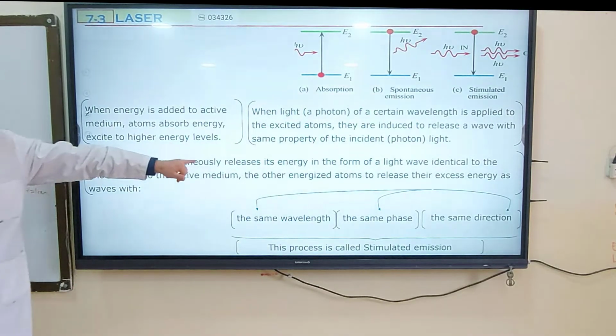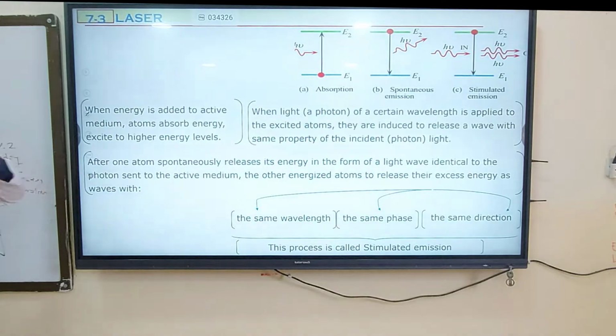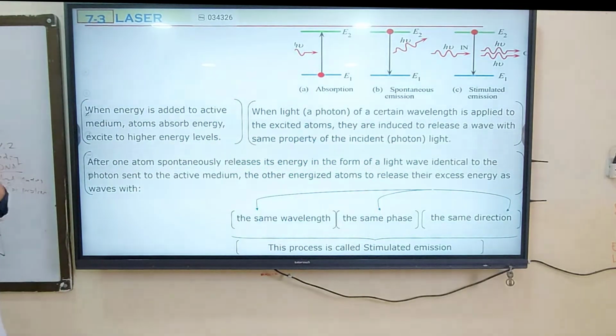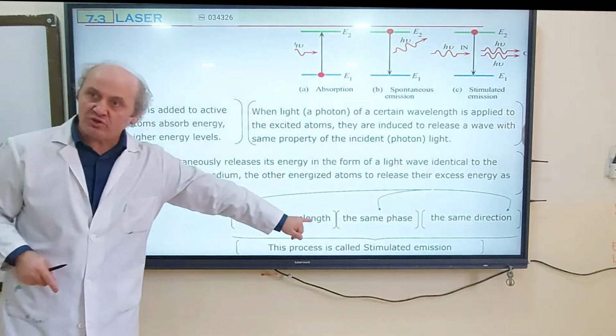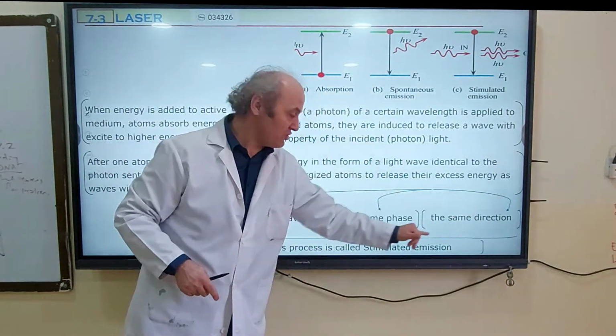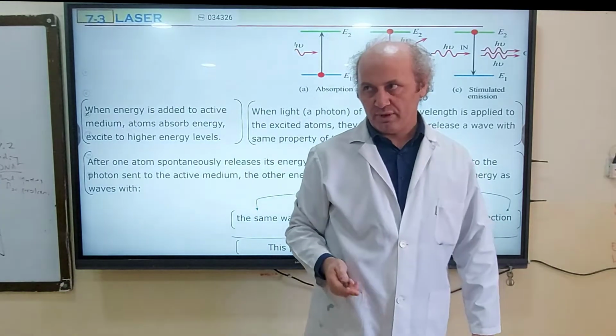After one atom releases its energy in the form of a light wave identical to the photon we sent to the active medium, all other energized atoms release their excess energy as photons with the same wavelength, the same phase and the same direction. So this process is known as stimulated emission.